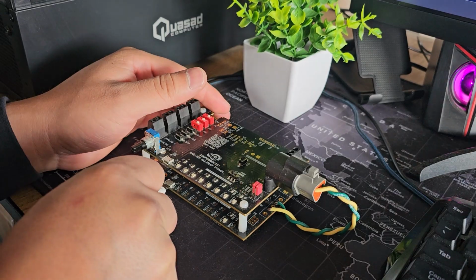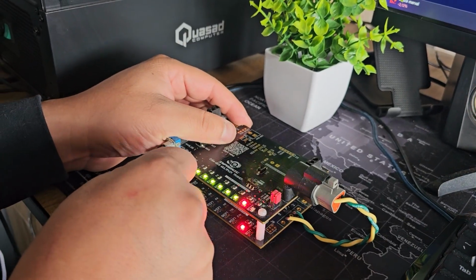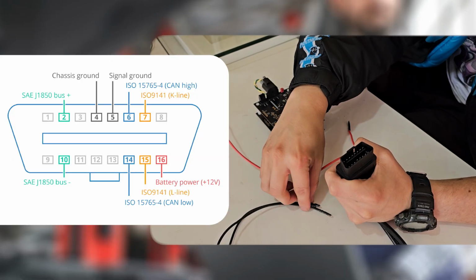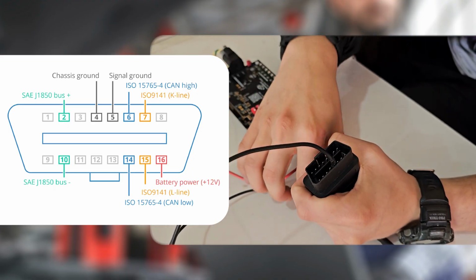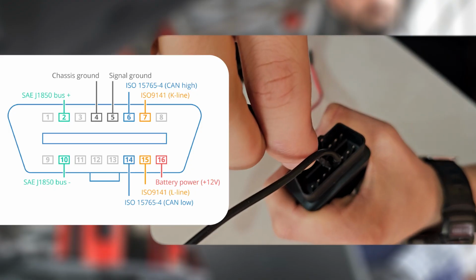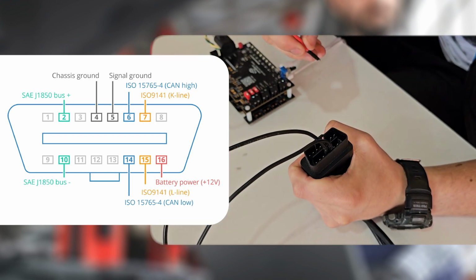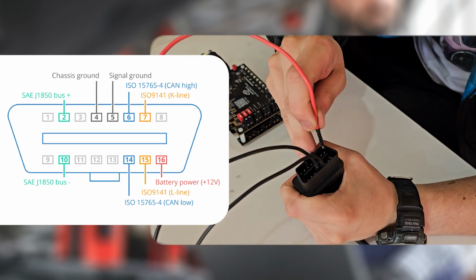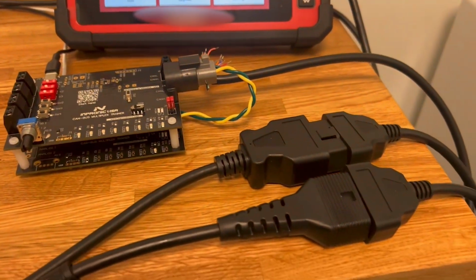Let's get started. We connect our trainer, both the upper board and the lower board, through a USB cable. On the splitter, we connect the chassis ground and the signal ground to pins 4 and 5. On pin 16, we connect the power supply. One end goes to the scanner, and the other end connects to the trainer.